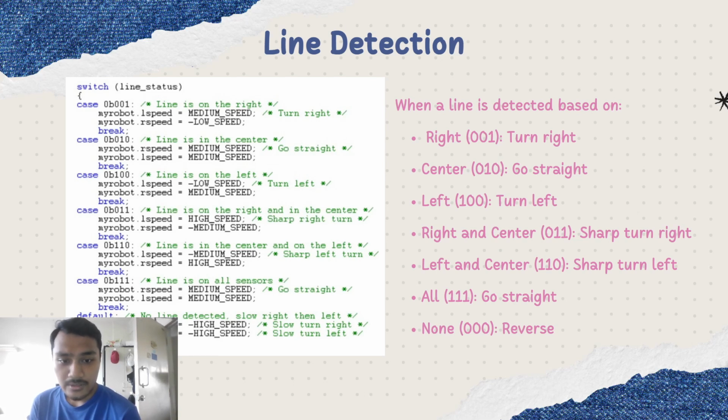And then next we have all of the sensors detected, which is 111. If this case is executed, then we program the Robocar to go straight only. And lastly, if none are detected, which is the default, 000, we program the Robocar to go for the reverse. So that is all for the line detection.